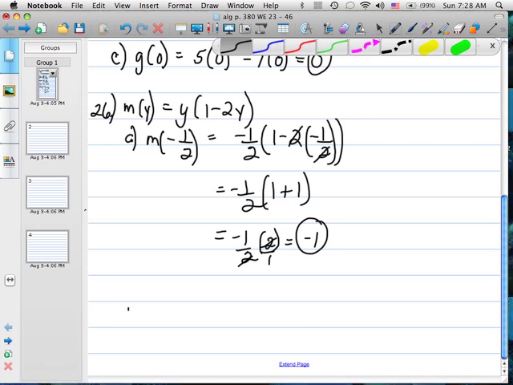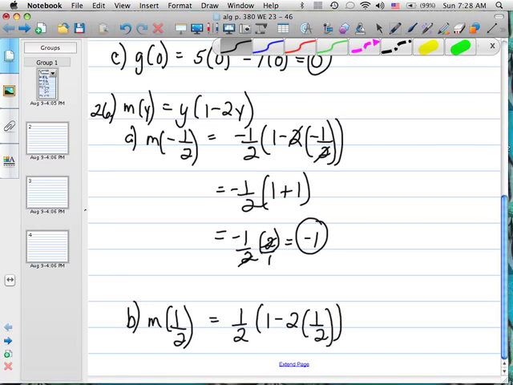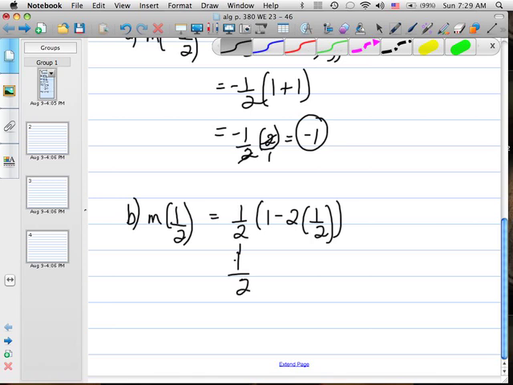B, skip a line. We're evaluating m at 1/2. So now we have 1/2 times 1 minus 2 times 1/2. The 2 and the 1/2, the 2's cancel, so we get 1/2 times 1 minus 1, which is 0, and 1/2 of 0 is 0.